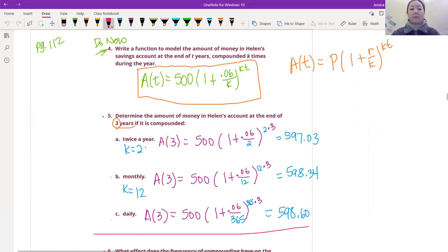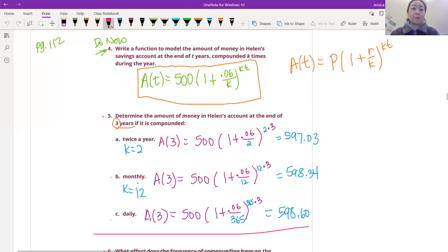And I like to think of compounding as how many times the bank is going to pay interest, right? If it's twice a year, that's going to be 2 times, probably once in June and once in December, something like that, right? Notice here that I replaced both K's with 2. And then in the calculator, you get 597.103. So make sure that you try this on your calculator because every calculator is a little bit different. So please work it out and see if you get these numbers. And we just round to the nearest cent because we're dealing with money.